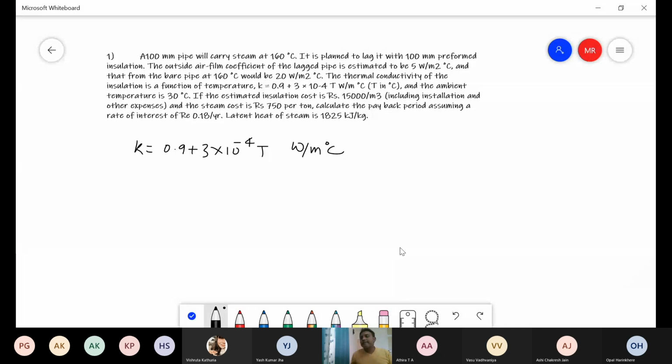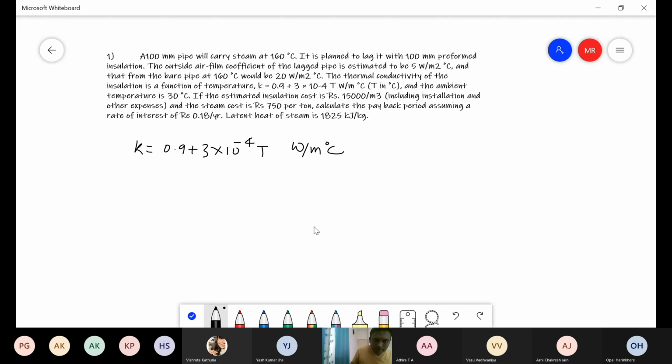Now let us calculate the value of K for the given range of temperature. What is the range given? The maximum temperature here is 160 degrees Celsius, because that is the temperature of the steam flowing through the pipe, isn't it? And the lowest temperature could be the ambient temperature. For these extreme values, let us see what variation this K value is going to have.